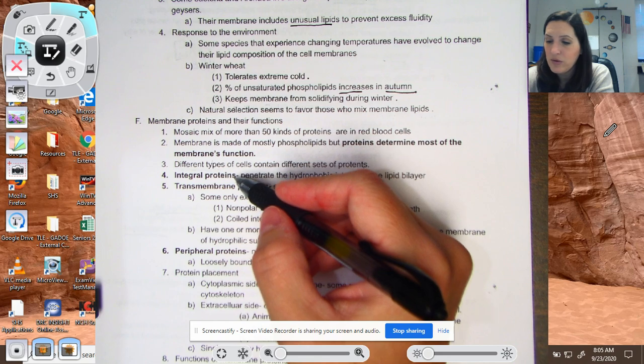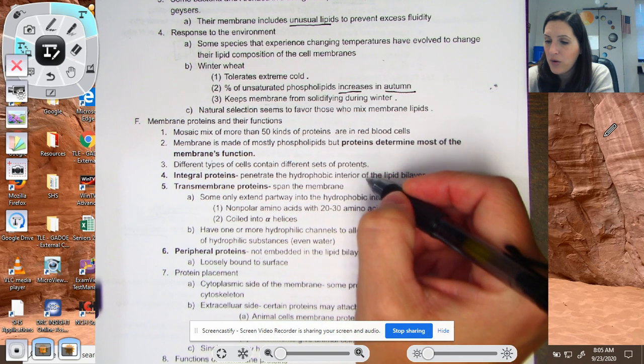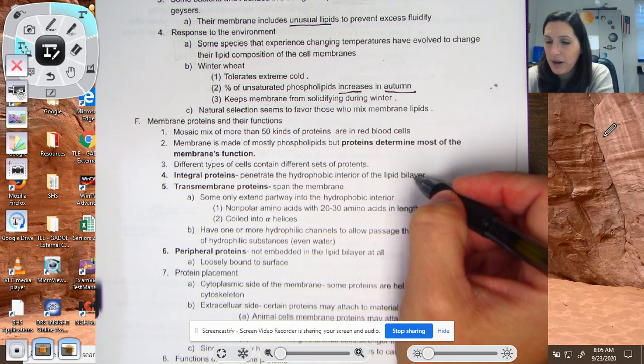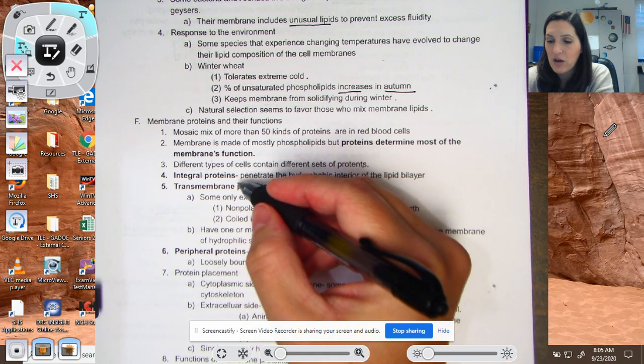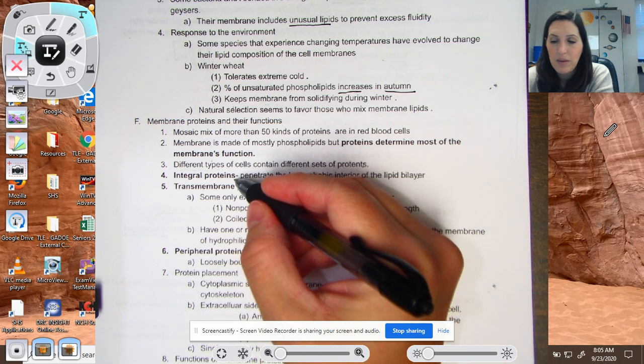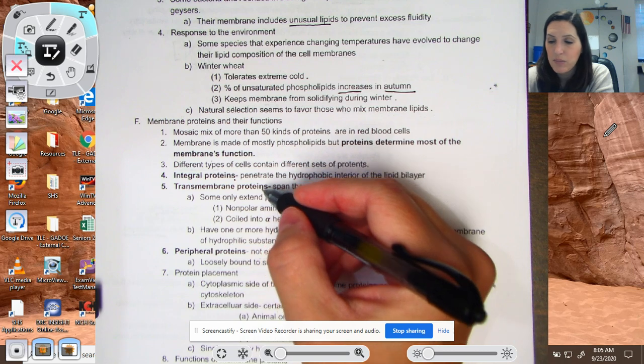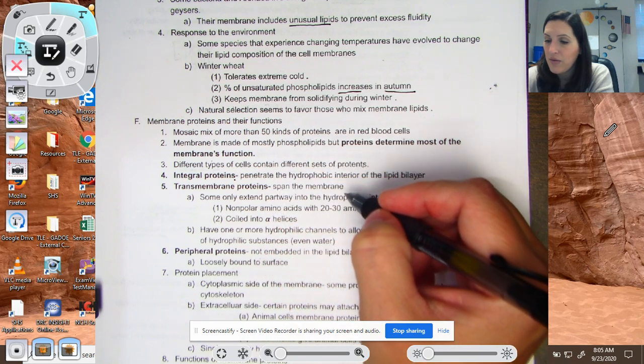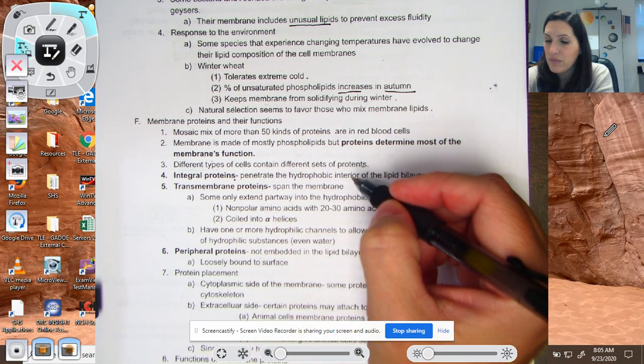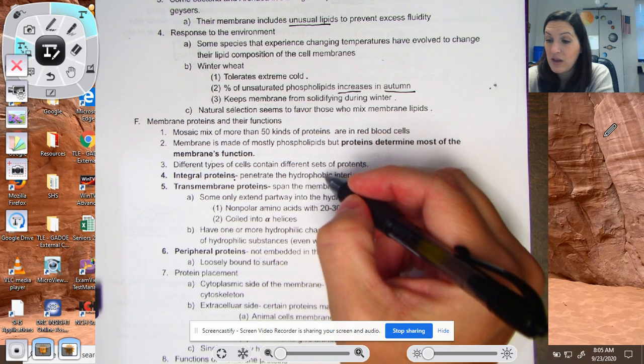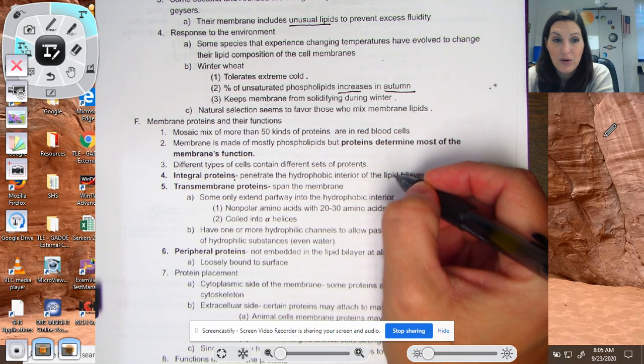So integral proteins penetrate the hydrophobic interior of the lipid bilayer. So these are the ones that go all the way through the membrane. Transmembranes span, integral only penetrates the interior. So that's the one that's in the middle.